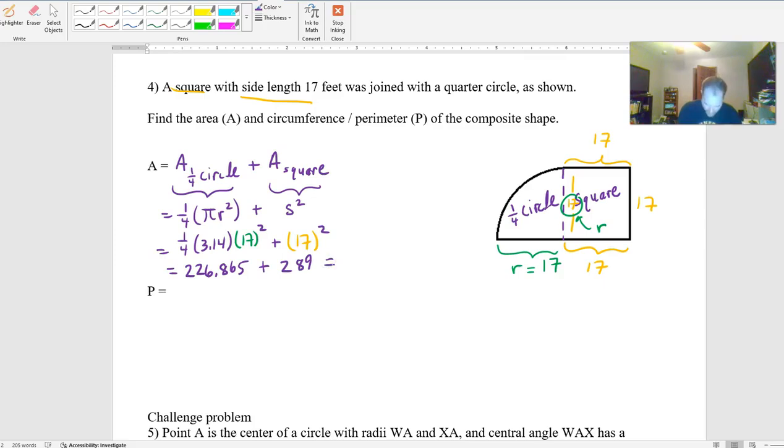And if you add those together, we get 515.865. So that is our area. That would be measured in square feet, with our distances being measured in feet. So there's our area. Again, just as simple as finding the area of each piece, adding those together. But the trick is that, first of all, the quarter circle formula is a little tricky. And then also recognizing that 17 is the side length of the square. In this case, 17 is also the radius.